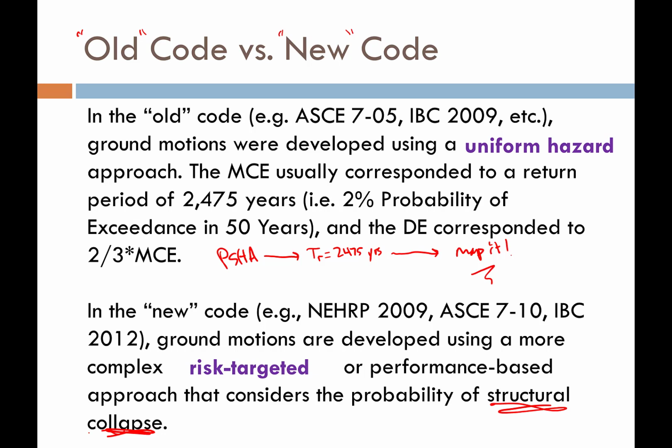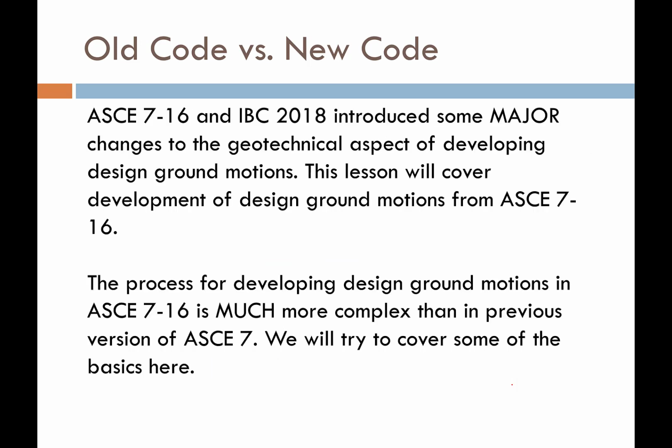And so this type of approach, where we focus on the performance of the structure rather than just the likelihood of the ground motion, is called a risk-targeted approach, or sometimes a performance-based approach. And performance-based is an area of expertise that I've focused a lot of my research in over the past 16 years or so, but in the geotechnical engineering arena. So again, everything we're talking about here is structural engineering, right?